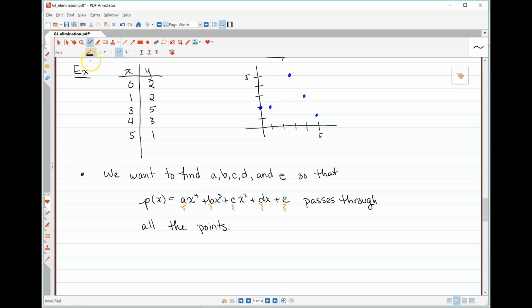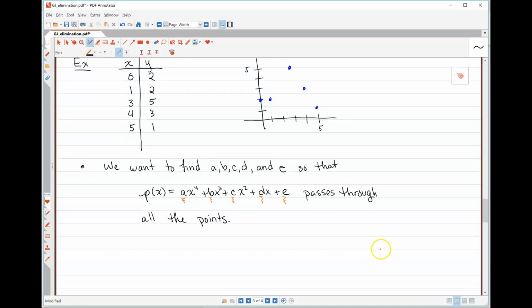Well, we're going to set up a linear system, and the way it works is like this. We know that when x is equal to 0, p(x) should be equal to 2. So let's write that down. p(0) is equal to, if I plug 0 in here, I'll just get e. That has to be equal to 2. And p(1), if I plug 1 in here, I'll get a plus b plus c plus d plus e. And p(1) I know should be equal to 2.